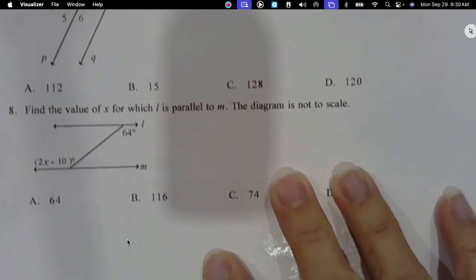All right, this one it's the same question. It says find x that makes these parallel. So those are alternate interior angles. Do we add them to 180 or do we set them equal? Set them equal again. They're not on the same side, so they don't add to 180. So 2x minus 10 equals 64. What do I do now?